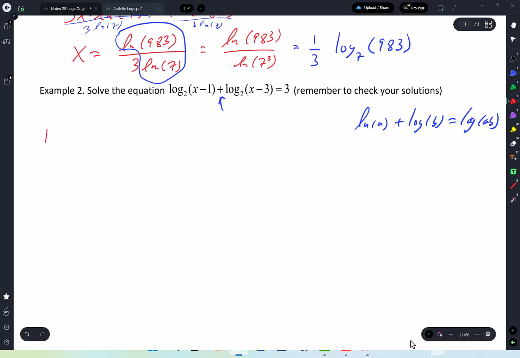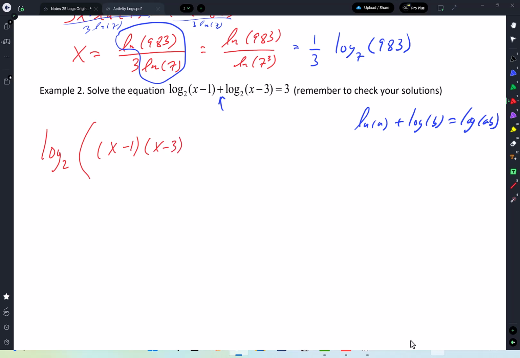So I'm going to go log base 2, big parenthesis, and I'm going to go little parenthesis, x minus 1, close, open, x minus 3, close, close, equals 3. Now we're going to turn this, or I'll slow down. We're trying to solve for x. So we're not going to cry. We're going to kind of laugh. Okay, I'll stop. That was really bad, right? Okay.